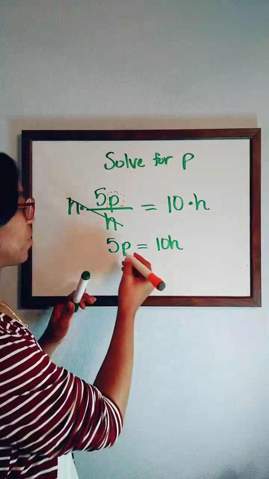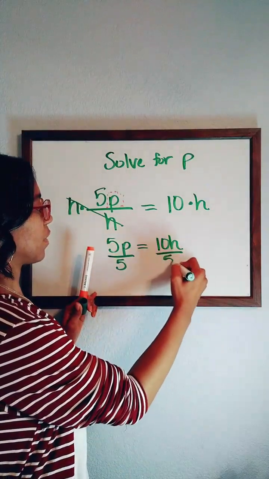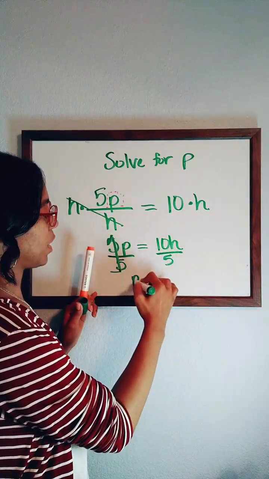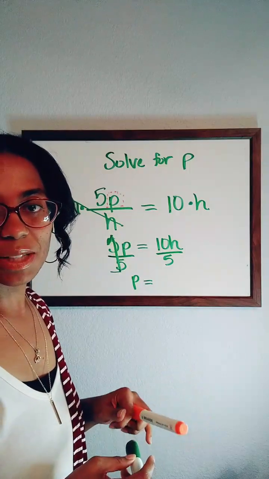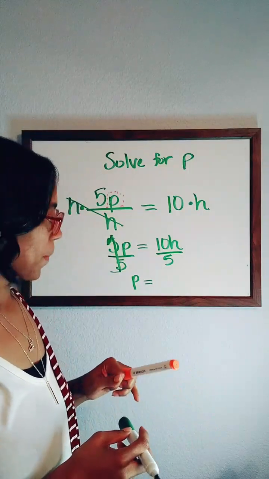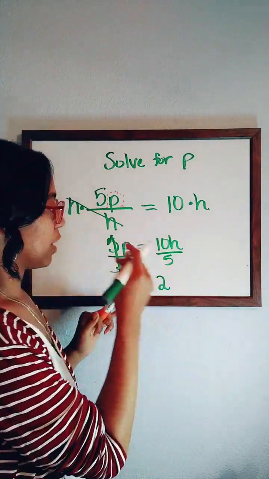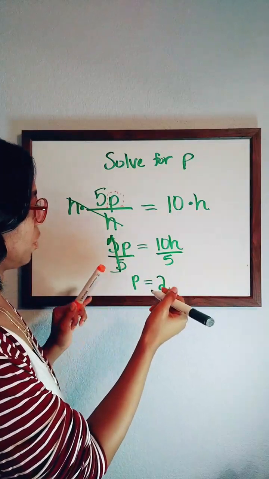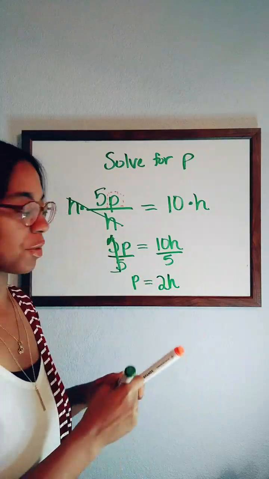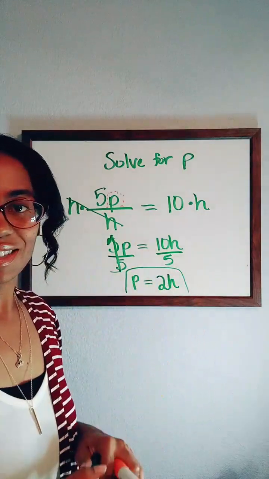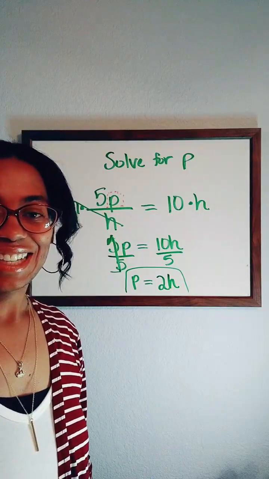If you do not use it, you lose it. So I divide both sides by 5. P is equal to, so 10 divided by 5 is what? Yep, so 10 divided by 5 simplifies down. So that means that's going to give me 2H. Perfect. So P is equal to 2H. Y'all better get it. Very good. Excellent. That's not bad, huh?